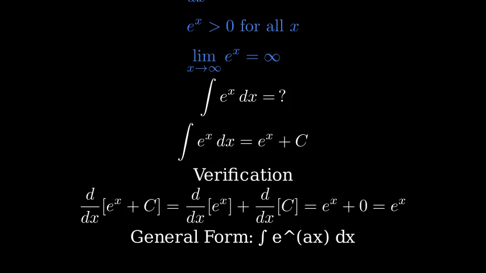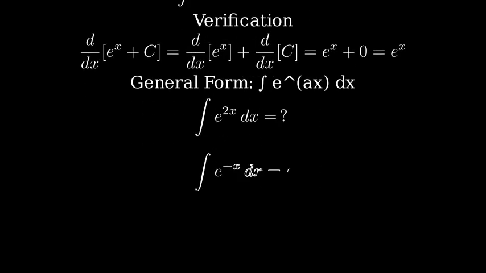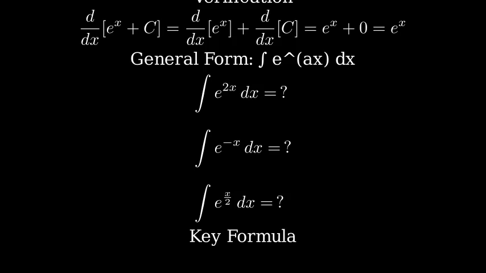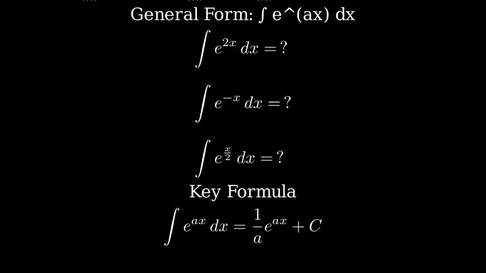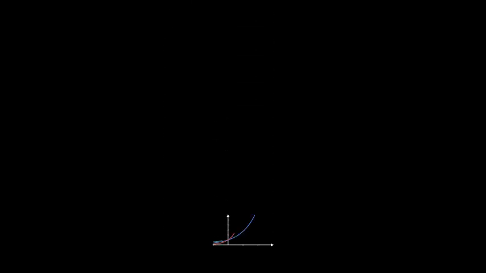The integral of e to the power of ax, where a is any constant. For example, what's the integral of e to the power of 2x or e to the power of negative x? To solve these, we need to use a key formula. The integral of e to the power of ax is equal to 1 over a times e to the power of ax plus a constant. This makes sense because if we differentiate this result using the chain rule, we get back our original function e to the power of ax.